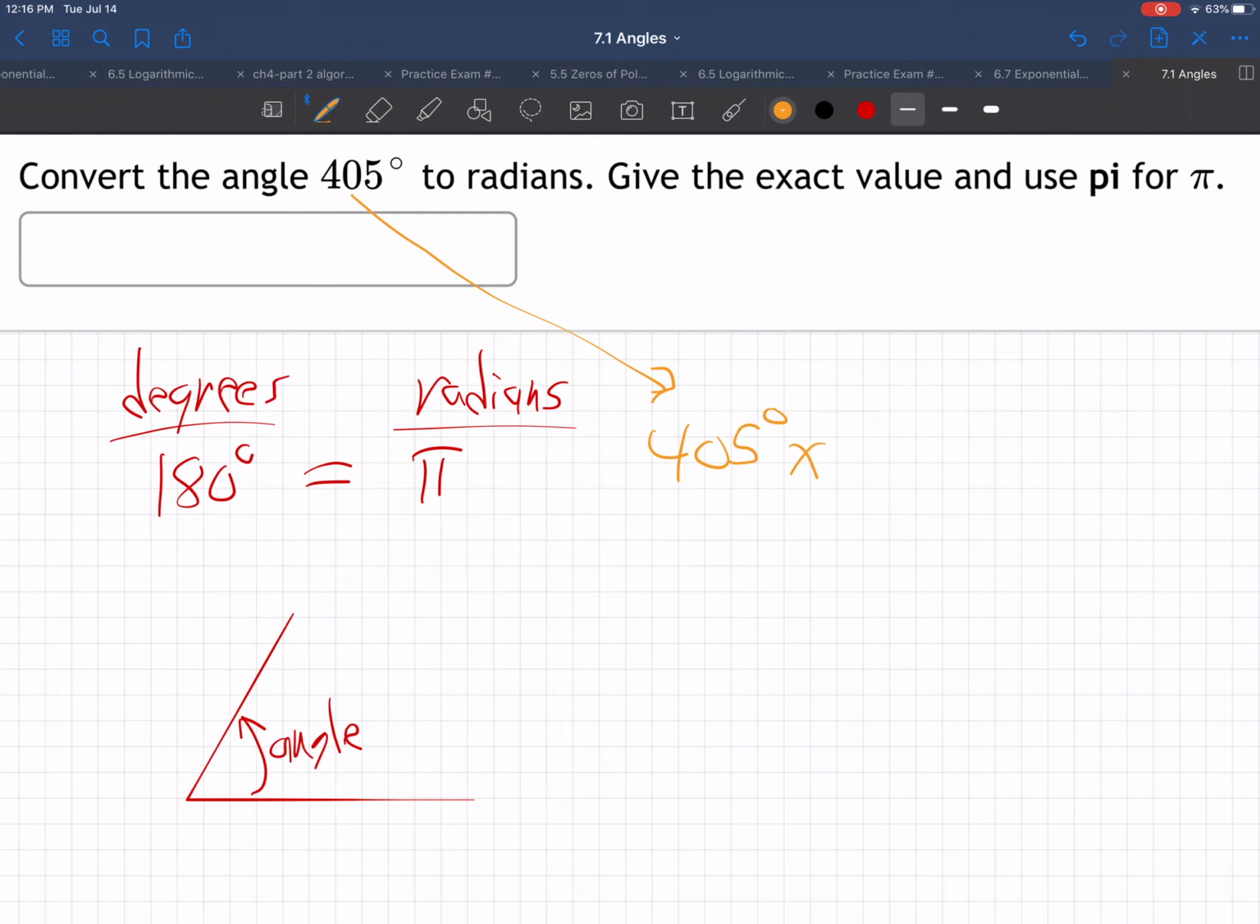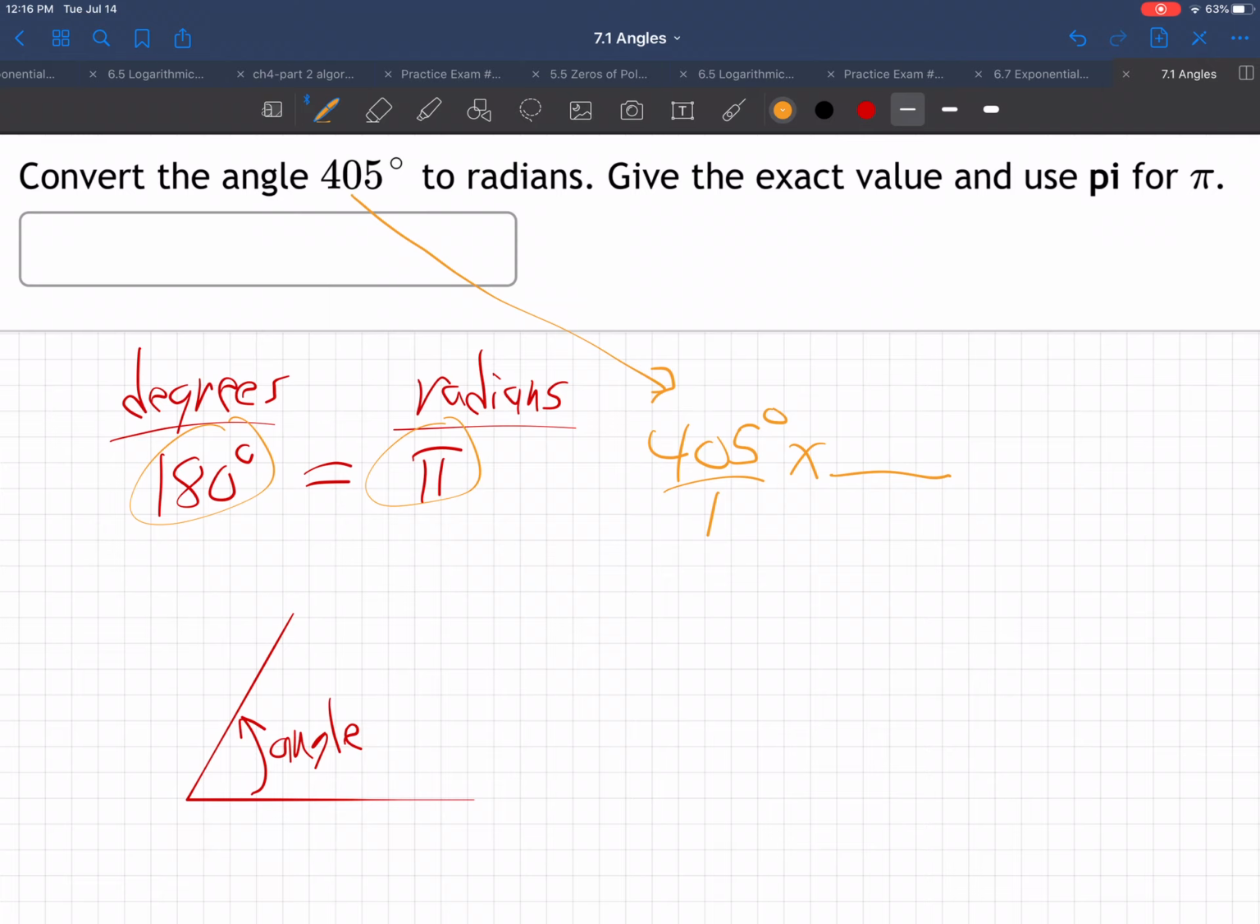So how are we going to do it? Well, you're going to need to convert units of any kind. If you take chemistry or physics, you do a lot of unit conversion. What you want to basically do is put this over 1 so that it looks like a fraction. We haven't changed anything. 405 divided by 1, still 405. It just looks like a fraction, helps us to see things better. And then over here, we're going to use the 180 and the pi, because that's the bridge between the two worlds, the two systems.